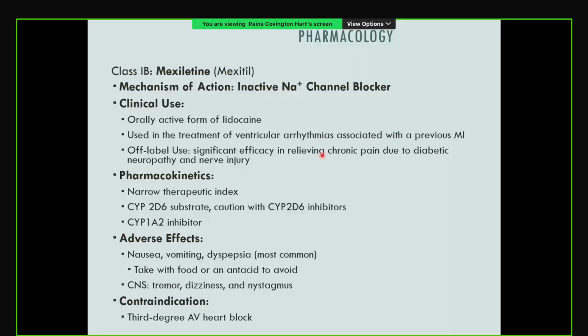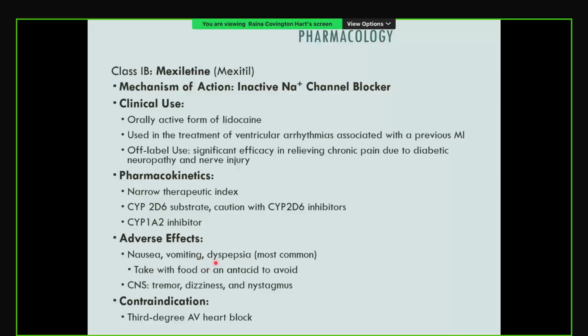Your PK parameters, we already talked about this class in general, narrow therapeutic index drug. I am a CYP substrate. I'm also a CYP inhibitor. So depending on what I'm telling you, make sure you know, if I throw in another inhibitor or if I throw in an inducer, what's going to happen to my medication.